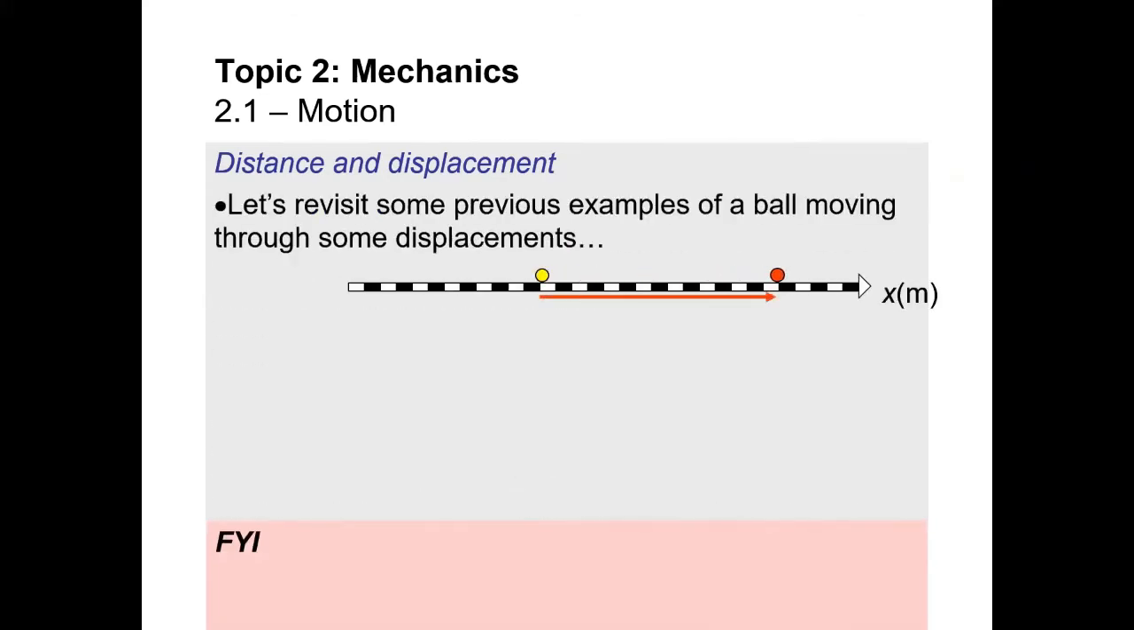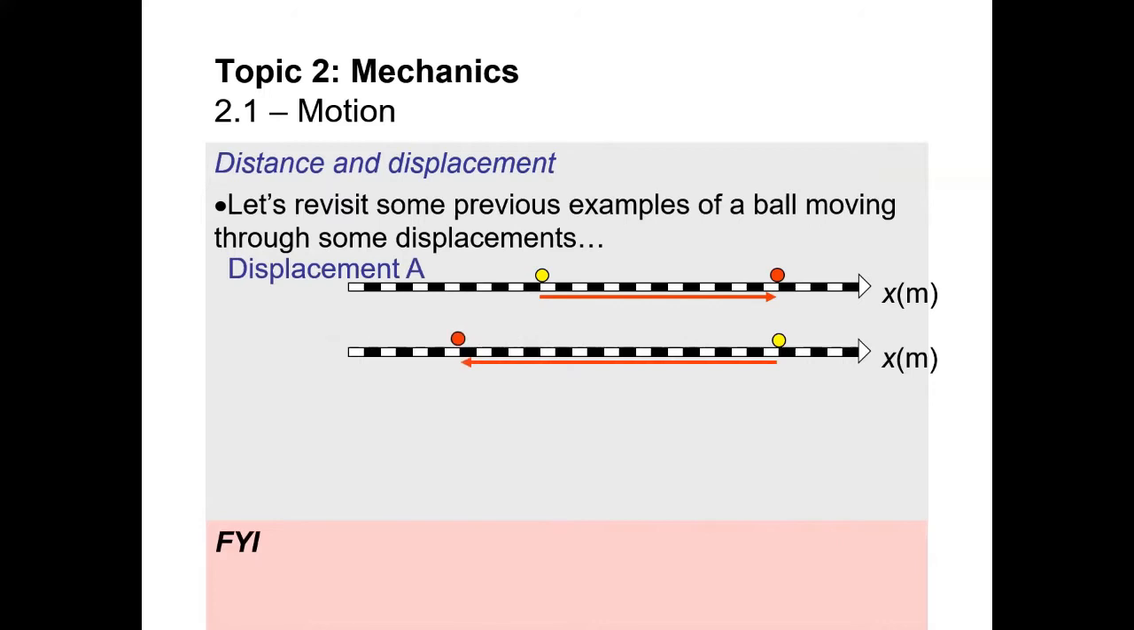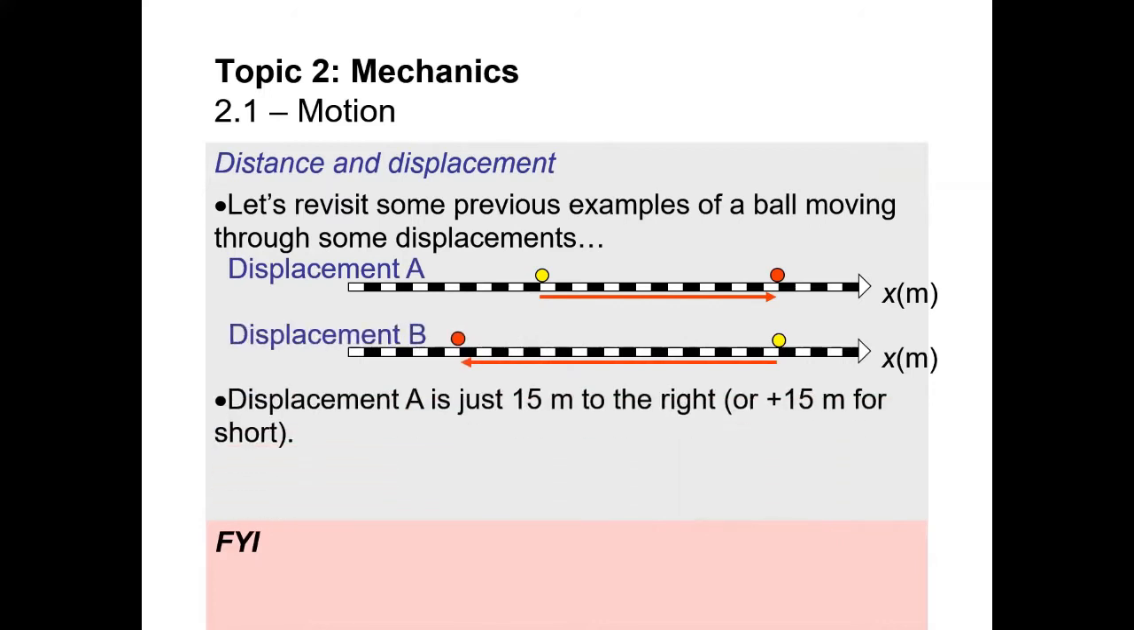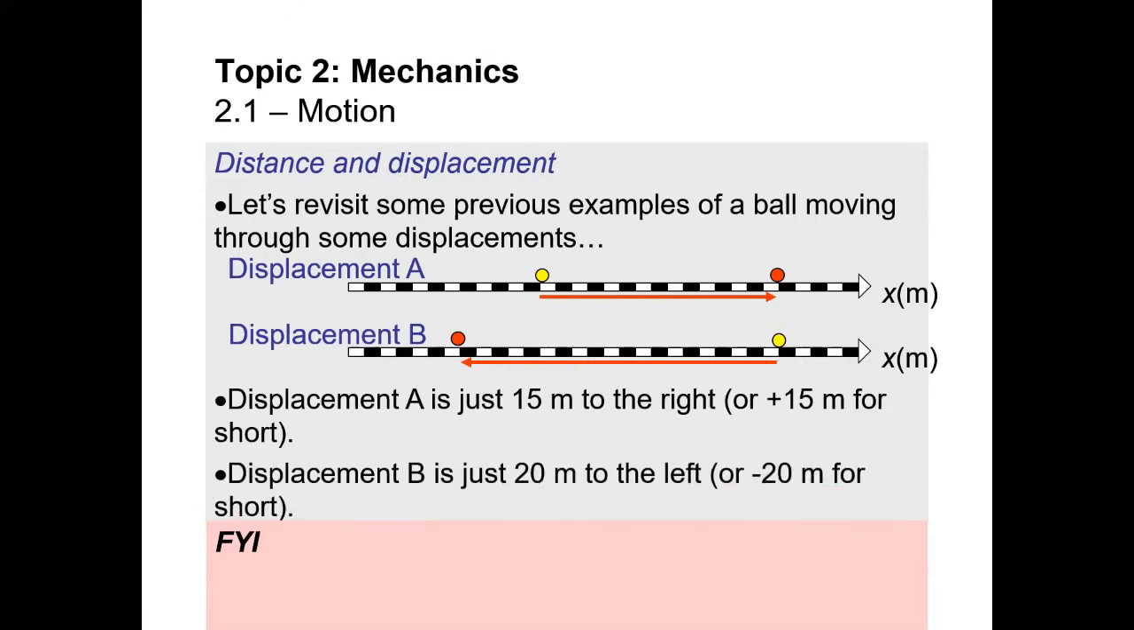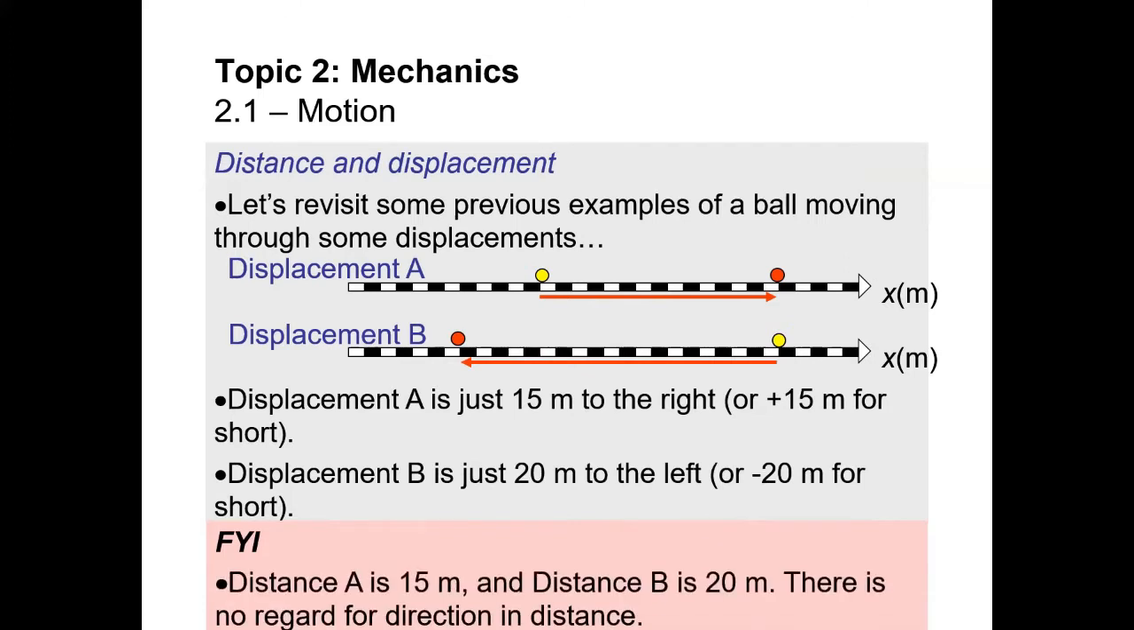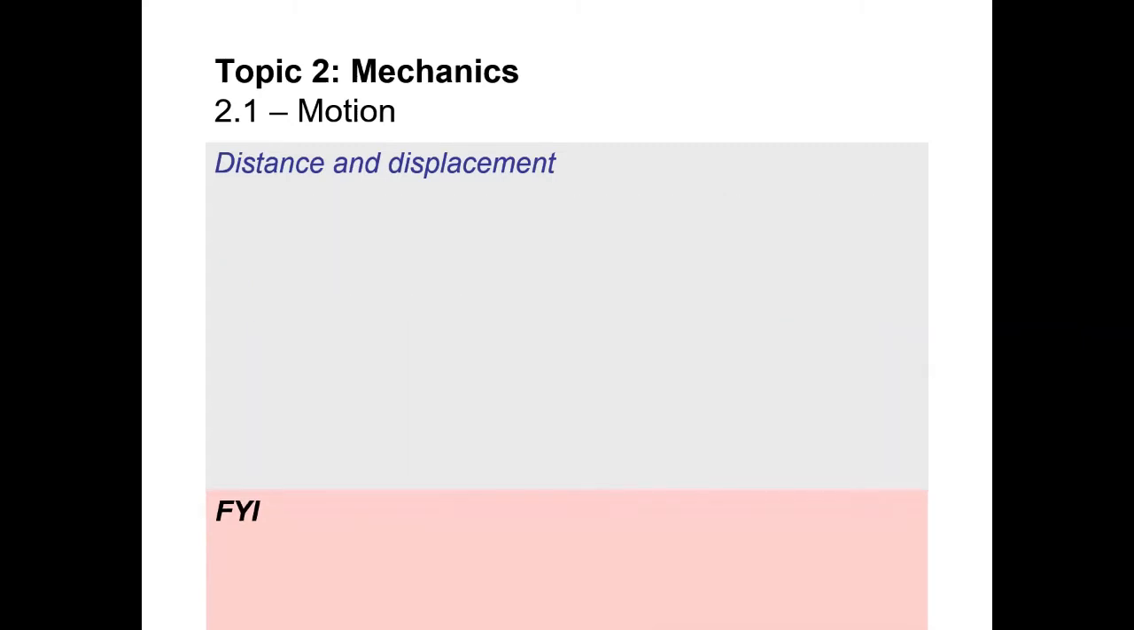Let's revisit some previous examples of a ball moving through some displacement. Displacement A is just 15 meters to the right. Displacement B is just 20 meters to the left. Distance A is 15 meters and distance B is 20 meters. There is no regard for direction in distance. So distance is a scalar quantity with magnitude only. Displacement is a vector quantity with direction.